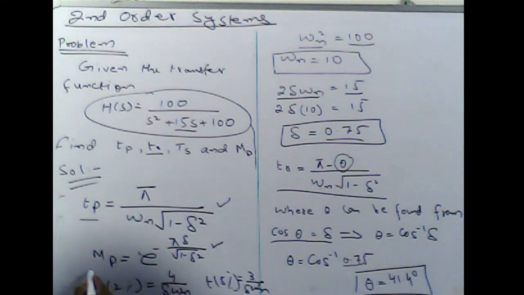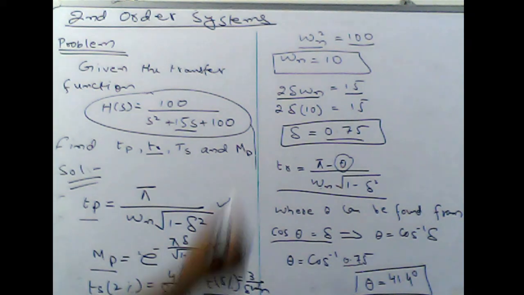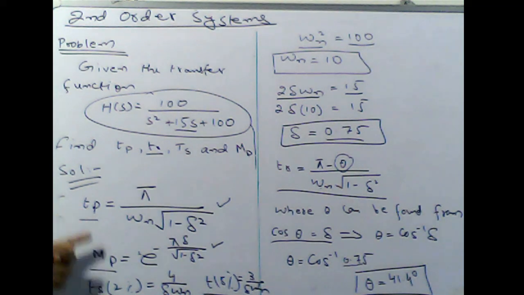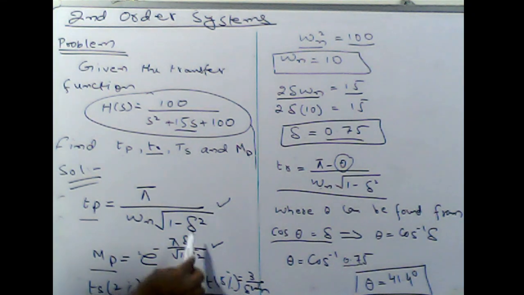So you need to find out these four quantities. One is Tp, then Mp, then 2% settling time and 5% settling time. You already have the values of omega n and zeta here to find out peak time, maximum overshoot, 2% settling time and 5% settling time. You simply have to put the values of zeta and omega n wherever required, and you can come up with the values. You can solve this by yourself.